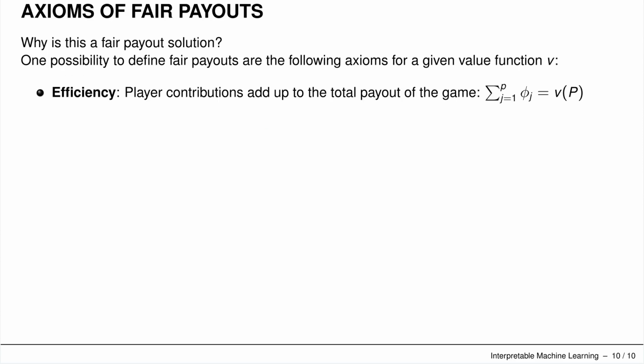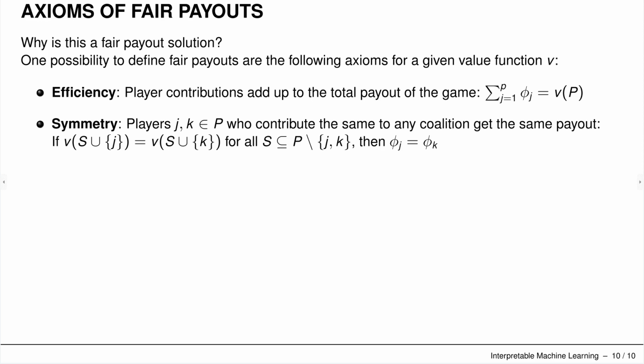But the question is, what is actually a fair payout solution? And for that, we need some axioms. And for Shapley values, we have, I think, 4. So first, the efficiency. So all player contributions always have to add up to the total payout of the game. So this was the total payout, 6,000 euros in our example, and the Shapley values of all the players have to add up to that total payout. So there cannot be any payout left, and there can also be no payout coming from nowhere.